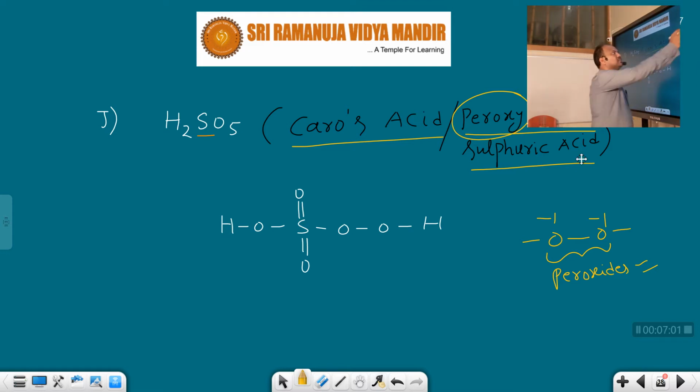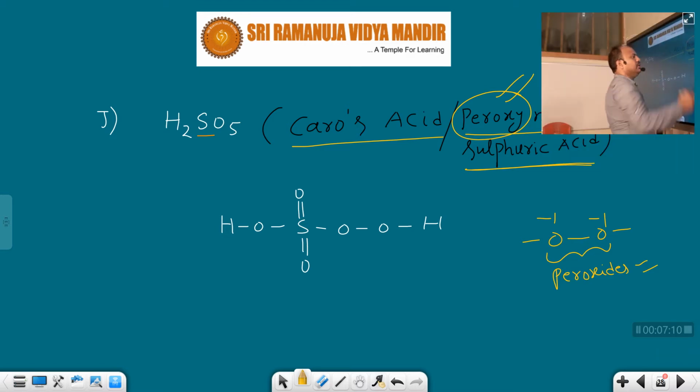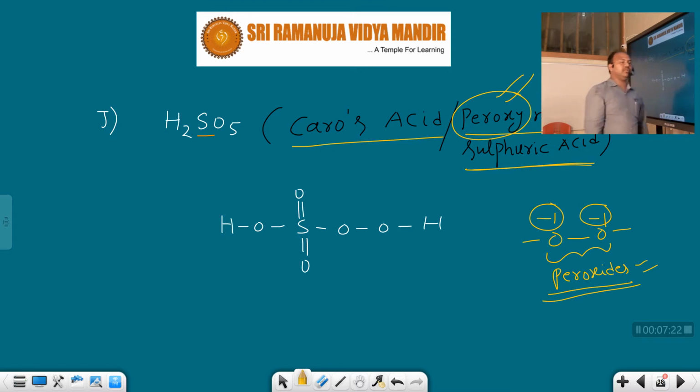But here, peroxymonosulfuric acid, H2SO5, what is the compound name? Peroxymonosulfuric acid. In the name itself there is a peroxy linkage. So in that compound, if you take two oxygens, each oxygen exhibits a -1 oxidation state, because those two oxygens have a peroxy linkage. Whenever a peroxy linkage is there, oxygen exhibits an oxidation number of -1. So in the peroxide linkage, two oxygens are exhibiting a -1 oxidation state.